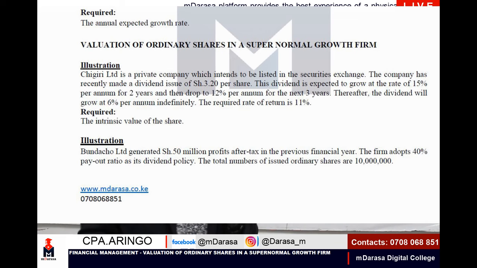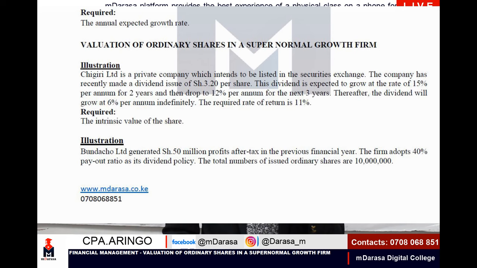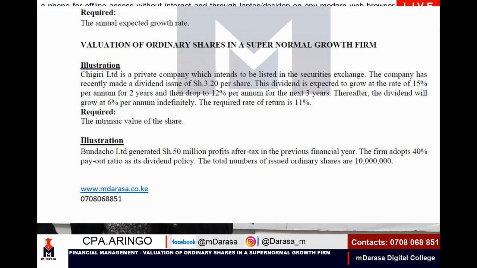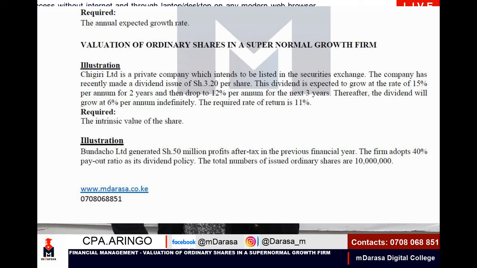So these are what you are told: Chigiri is a private company which intends to be listed in the Securities Exchange. The company has recently made a dividends issue of 3.20 per share. This dividend is expected to grow at the rate of 15% per annum for 2 years and then drop to 12% per annum for the next 3 years. What is happening there? On the initial stage, the dividends will be growing at 15%, then it will drop to 12%. Thereafter, the dividends will grow at 6% per annum indefinitely. The required rate of return is 11%. You are required to determine the intrinsic value of the shares.